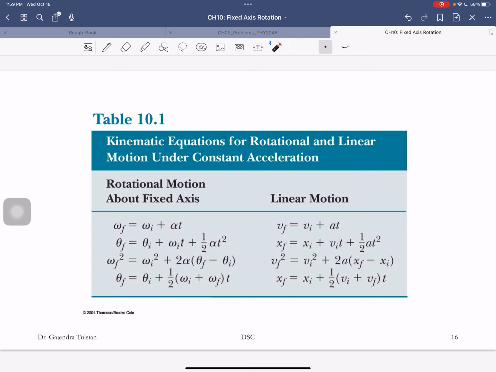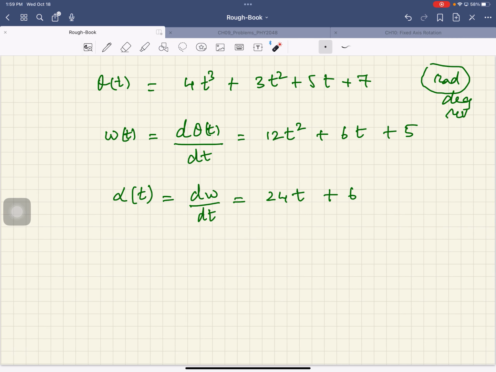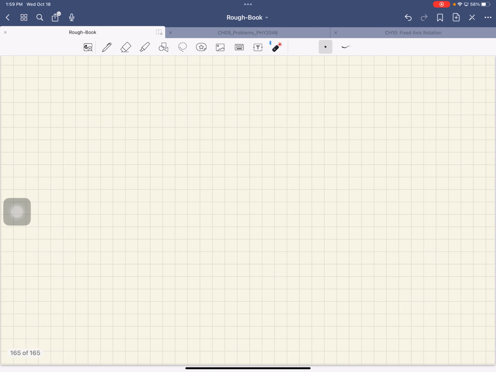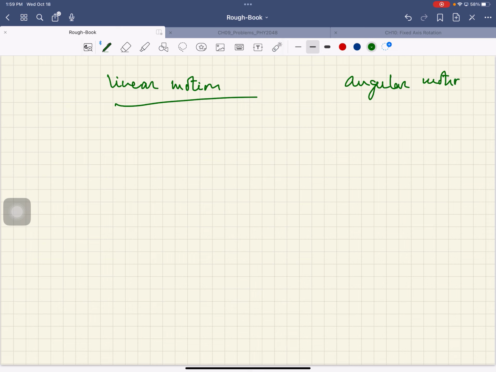All right, so in this chapter and the next chapter, what you'll see is that every equation that you have will have a corresponding equation for angular motion. And here's the recipe. This is for linear motion, and this is for angular motion. How do you measure the location of this guy? By giving its x coordinate. How do you measure the location of this guy? By giving the angular position. How fast is he moving? Linear velocity, angular velocity. Linear acceleration, angular acceleration.